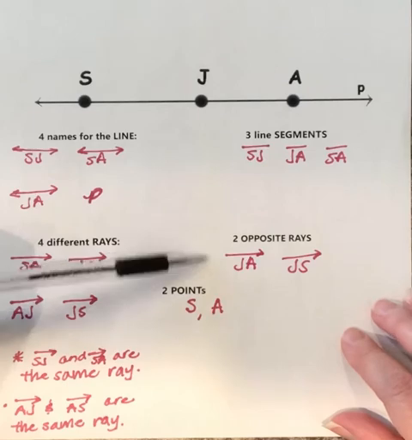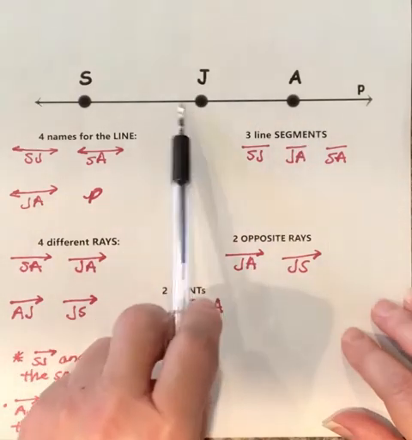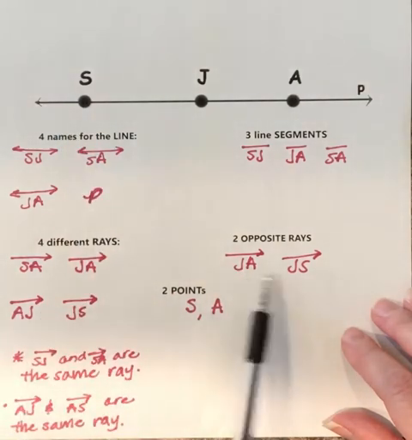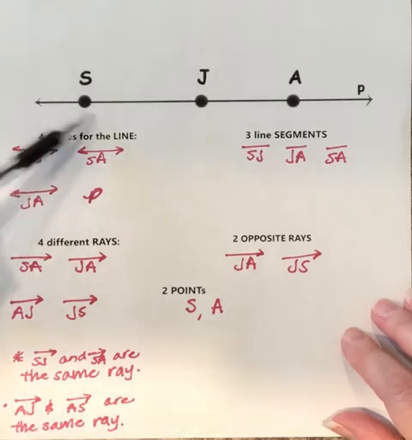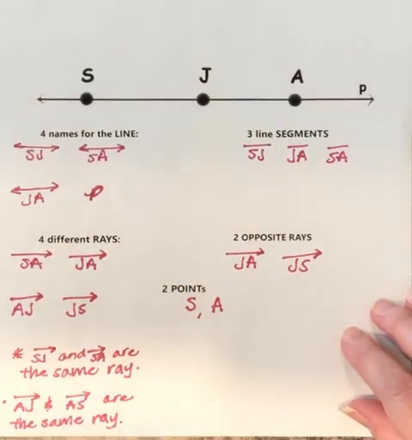For 2 opposite rays, I really only have one choice for that set, JA and JS. They both have the same endpoint and are going in 2 different directions. And then 2 points, just any point on the line. So S is a point, A is a point. I could have named J, that's a point also.